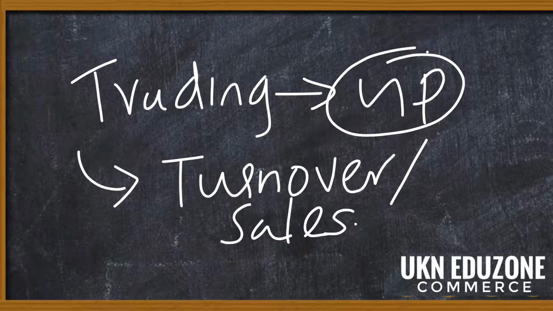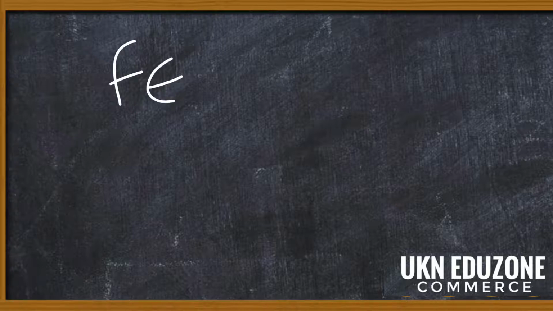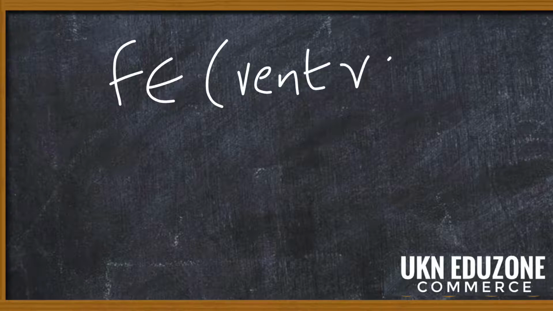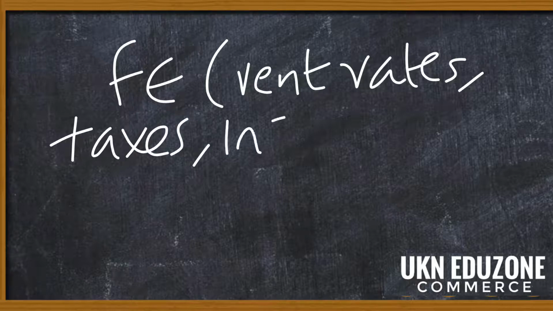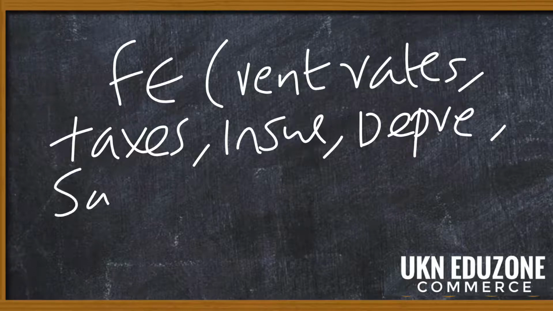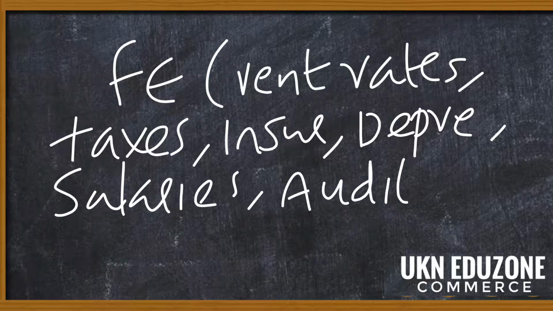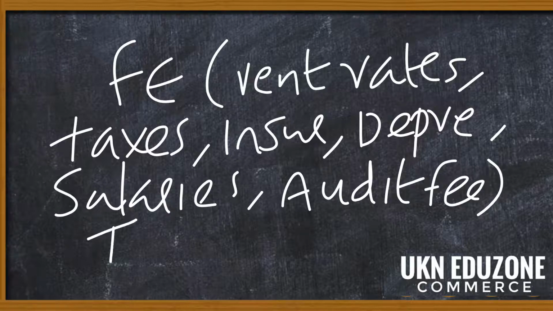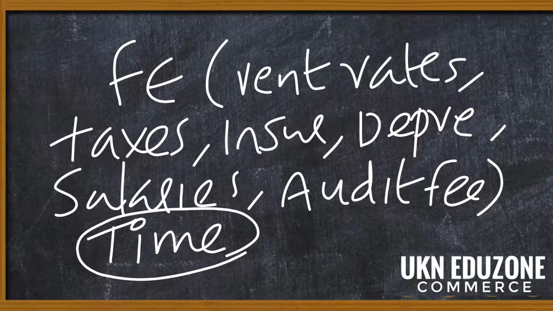Then what about the fixed expenses? Fixed expenses include rent, rates and taxes, insurance, depreciation, salaries to the staff, then audit fees. These are the major fixed expenses. These fixed expenses are allocated on the basis of time. It is to be noted that fixed expenses are allocated on the basis of time.